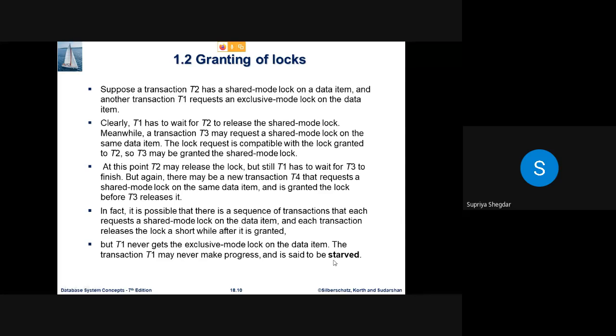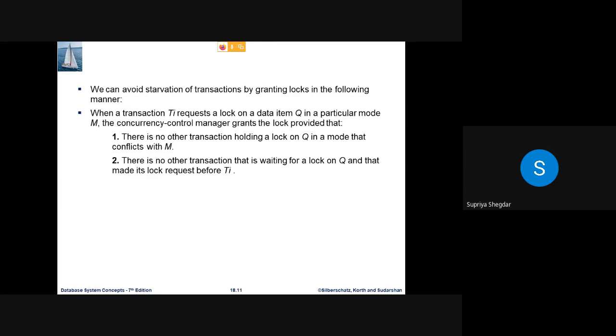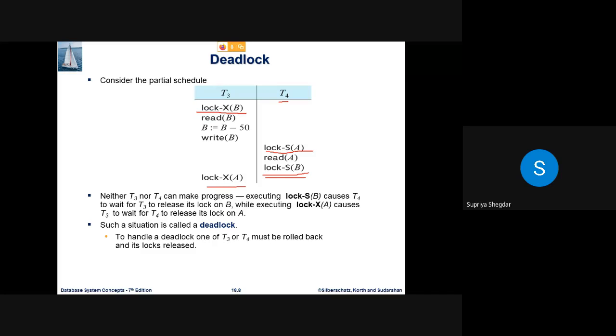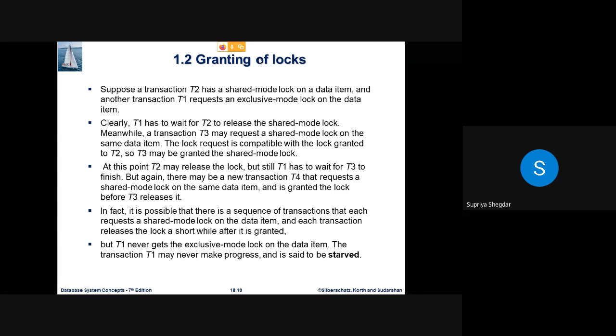Understood the concept of starvation? In our example, the starvation occurred and transaction T1 is starved. Are you understanding the concept of deadlock? We have seen the concept of deadlock. There also the transactions never make progress. And in the granting of locks also, if the lock request is incompatible and a sequence of transactions are requesting the shared mode lock on the data item, then the starvation may occur.